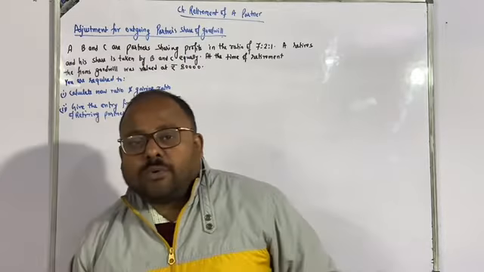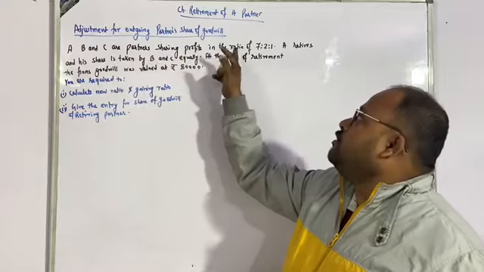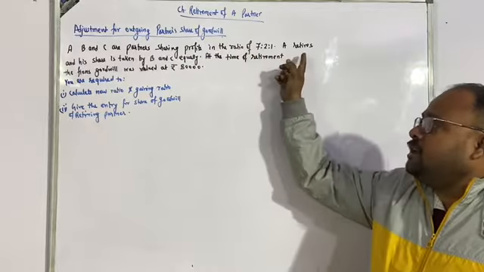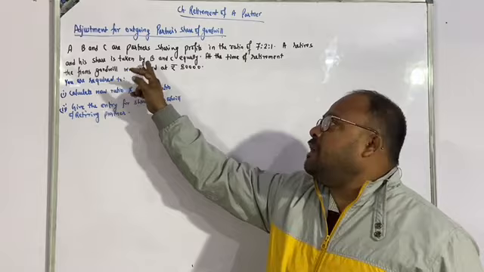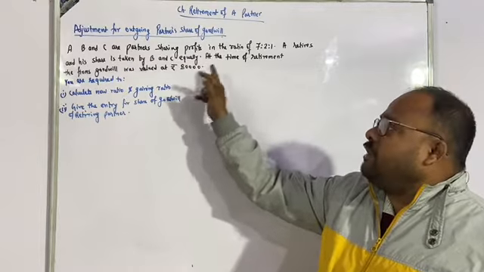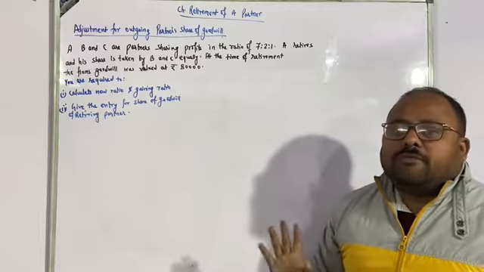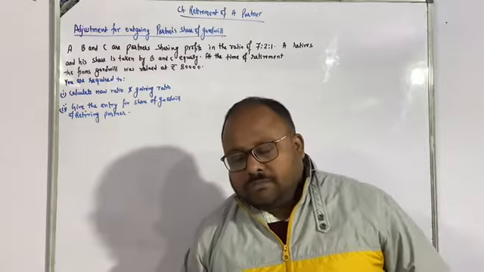So here we have taken one example. See, A, B and C are partners sharing profits in the ratio of 7:2:1. A retires and his share is taken by B and C equally. Now, at the time of retirement, the firm's goodwill was valued at rupees 80,000. Now, this is the information provided in the question.